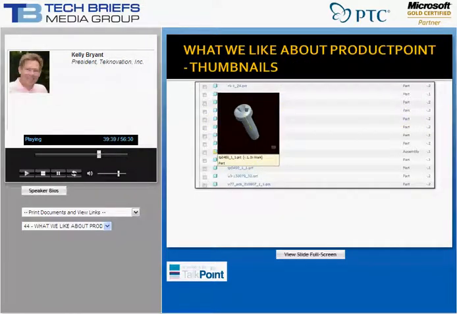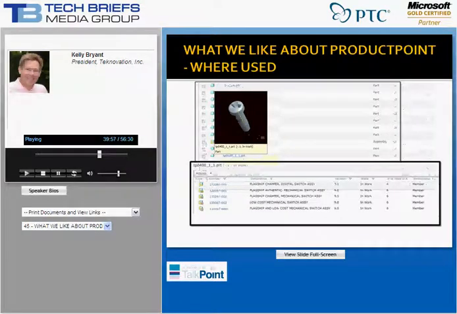Another thing that we like is the thumbnails. So as you're looking inside ProductPoint, as you move your mouse over one of the icons, you see a thumbnail pop up on that object, and so it makes it a little easier to know for sure that that's the exact object that you want to open up and that you're not picking someone else's object. The other thing that we like is the ability to find out where an object is used. So again, you can select on an object, say, tell me where it's used, and it will bring up a list of any place that particular object is used, whether it's in an assembly or in a drawing.